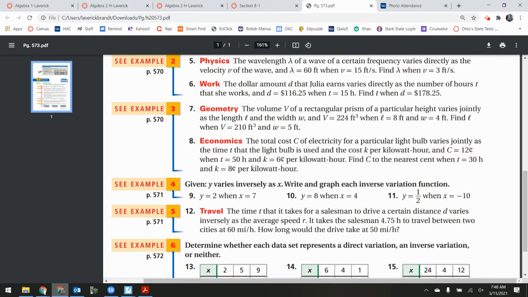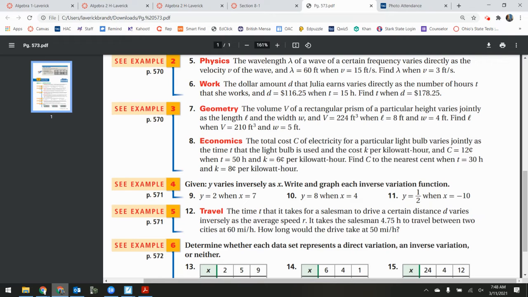varies jointly as the time t. So again, this is the one where I'm going to find a new variable for my constant of variation. I'll use the same one that they did, m, varies jointly as the time t and the cost k per kilowatt hour. Okay, so there's our formula.